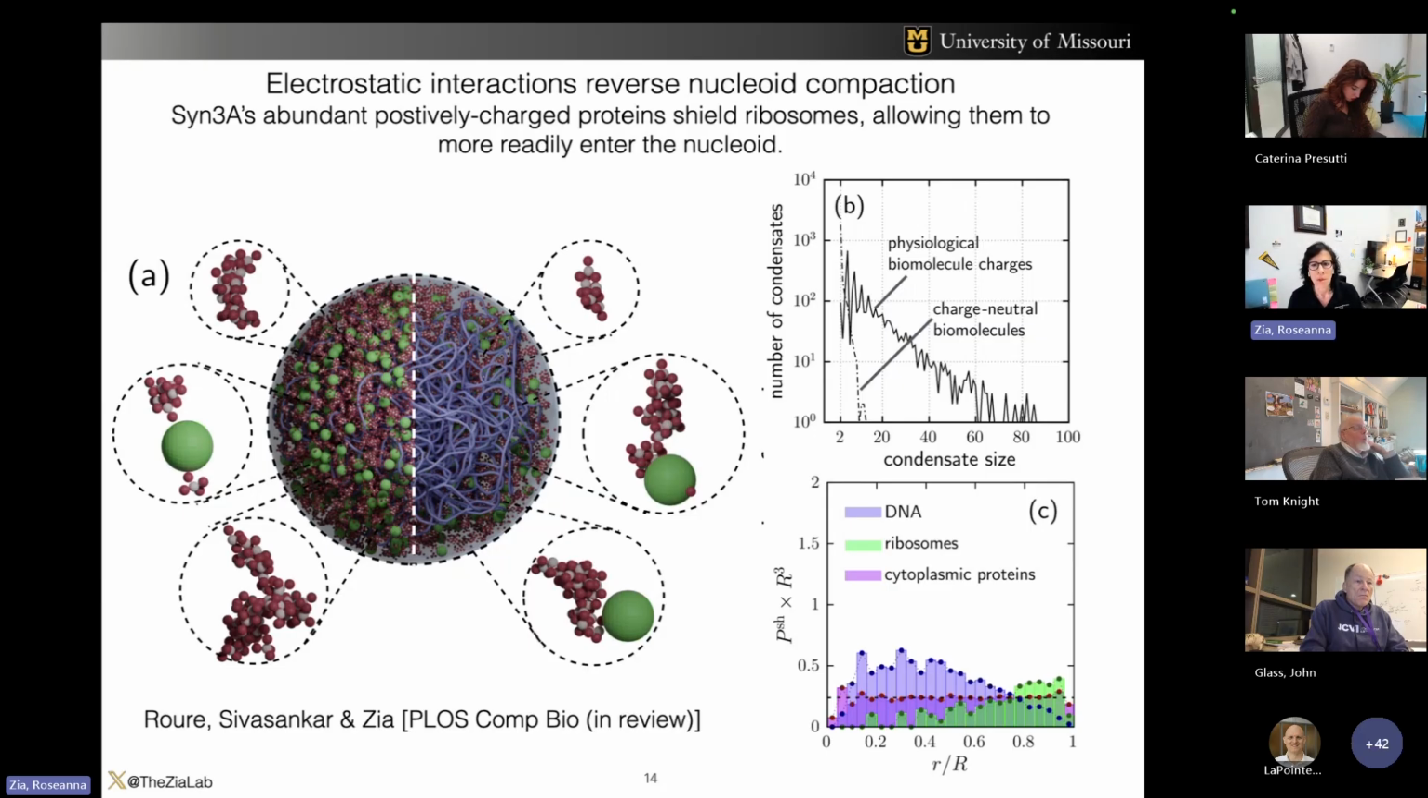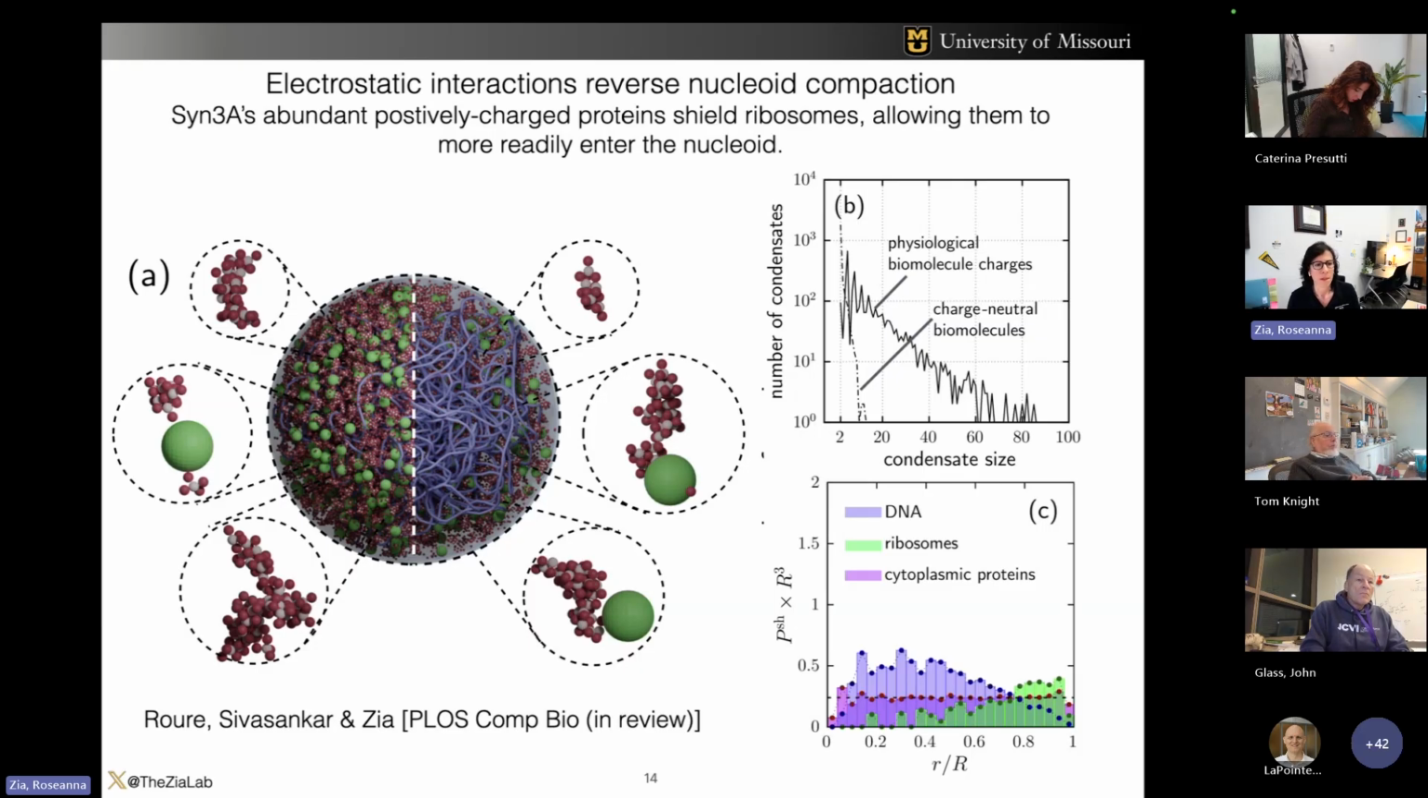An analysis of these ribosomes revealed that they are part of condensates. They are coated with positively charged proteins. So what that means is that proteins are basically cloaking ribosomes and allowing them to go into the nucleoid. The bottom right plot shows a substantial population of these ribosomes inside the nucleoid, agreeing with the experimental evaluation, finally getting some agreement with those experimental measurements of Syn3A and mycoplasmas.